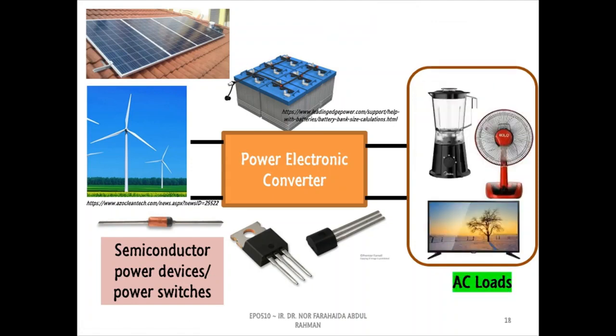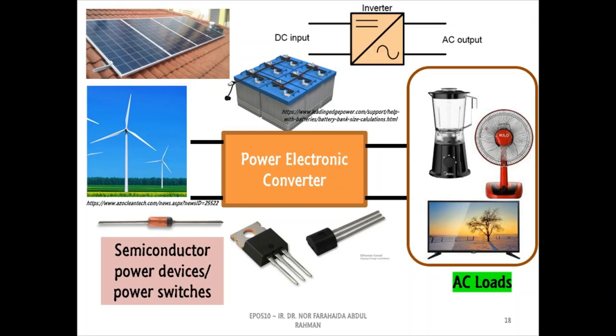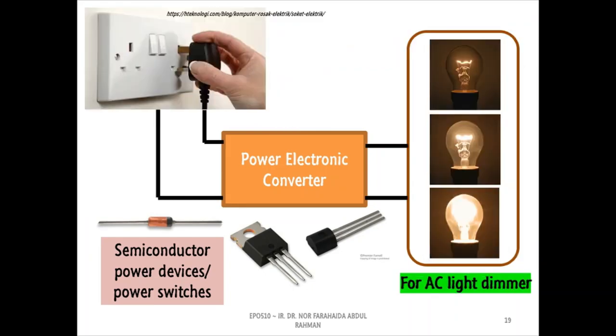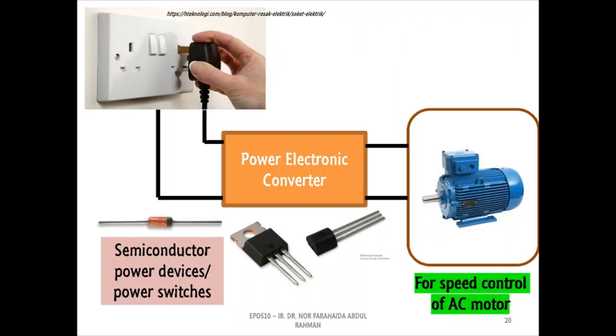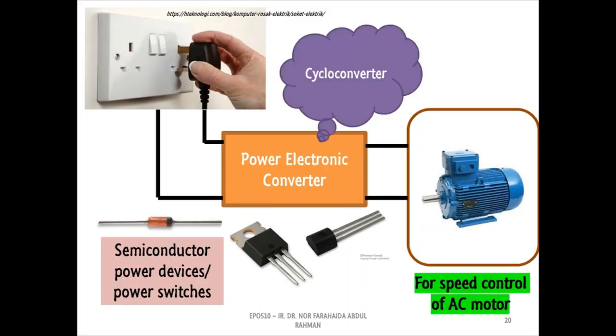Meanwhile, we can also use the DC sources to supply power to AC appliances by using a DC to AC converter. The converter is called an inverter. Lastly, there is an AC to AC converter that is used to change the amplitude or frequency of AC voltage or current according to the load demand. The amplitude can be regulated using an AC voltage controller, while the frequency can be controlled using a cycloconverter.